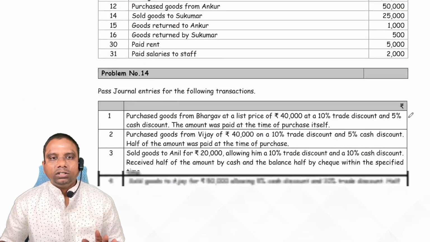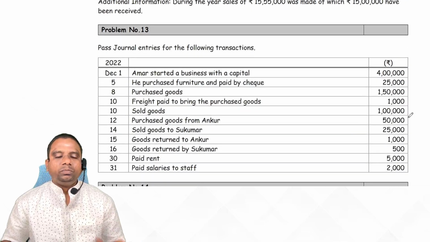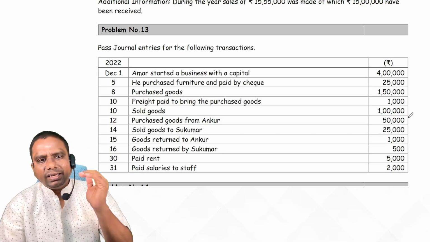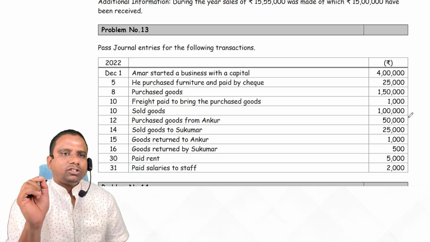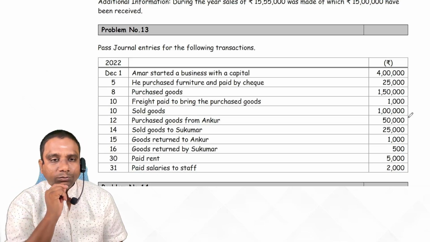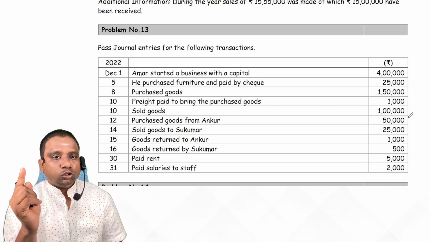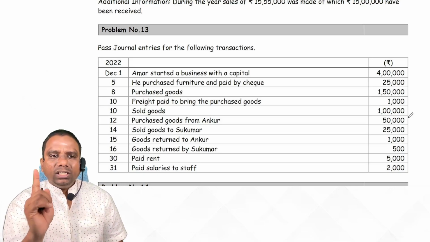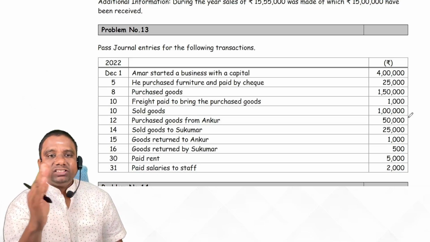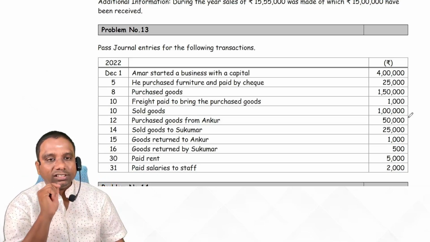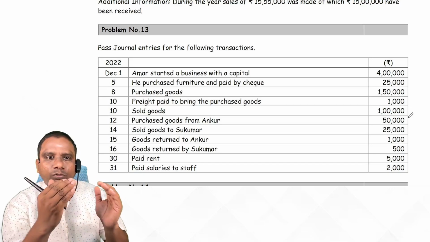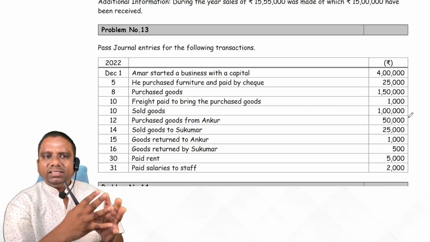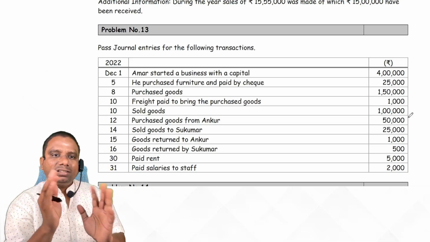Is it clear? Now, let us come to problem number 13. ICAI has given initial problems based on the accounting equation approach. In some problems, they have mixed two concepts, the accounting equation approach plus the traditional approach. So that's why I have kept those problems pending. Now, first, to understand the basic concept of journal, look at problem number 13.